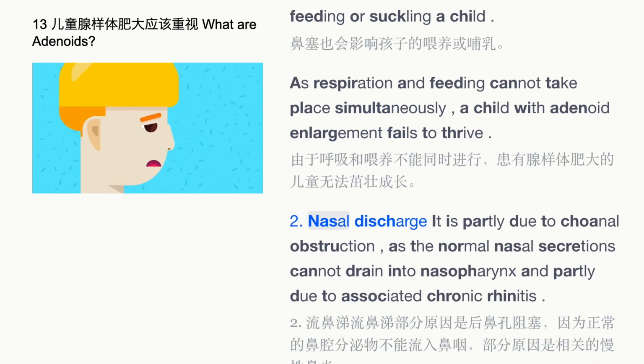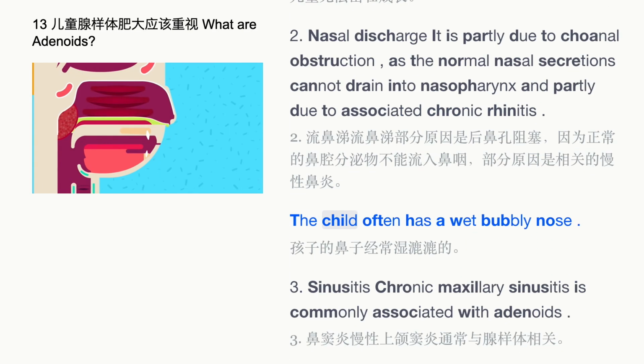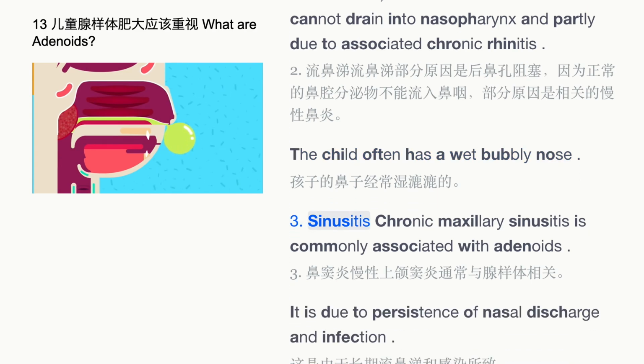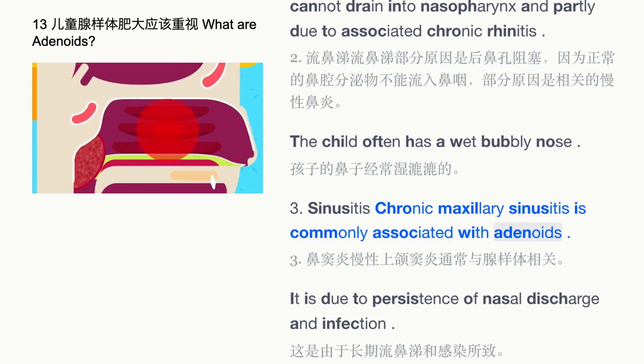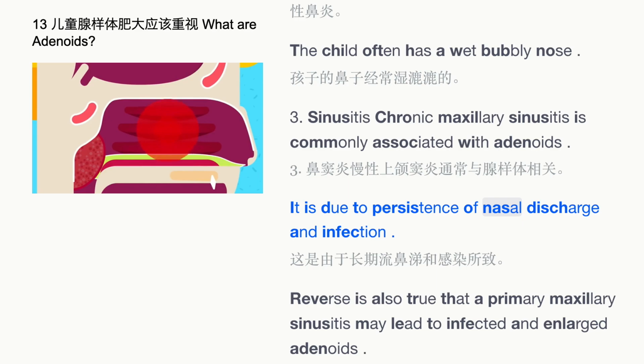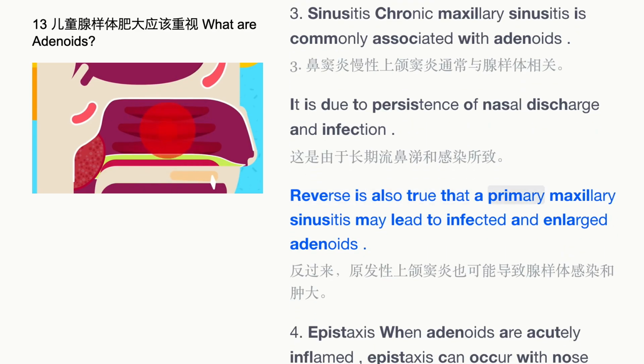2. Nasal discharge. It is partly due to choanal obstruction, as the normal nasal secretions cannot drain into the nasopharynx, and partly due to associated chronic rhinitis. The child often has a wet, bubbly nose. 3. Sinusitis. Chronic maxillary sinusitis is commonly associated with adenoids. It is due to persistence of nasal discharge and infection. The reverse is also true, that a primary maxillary sinusitis may lead to infected and enlarged adenoids.